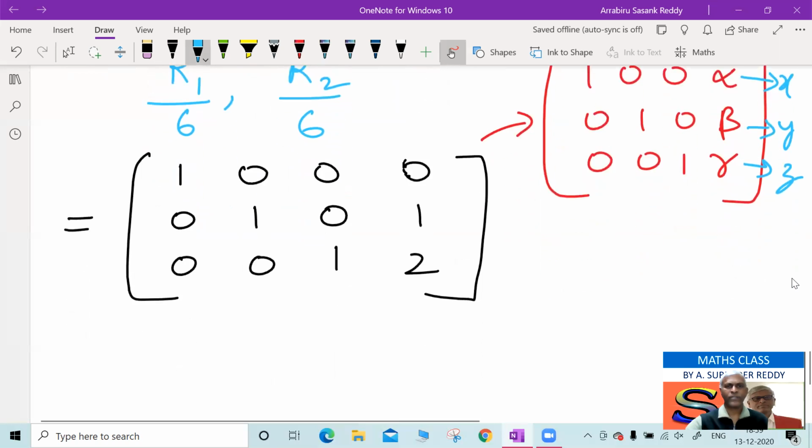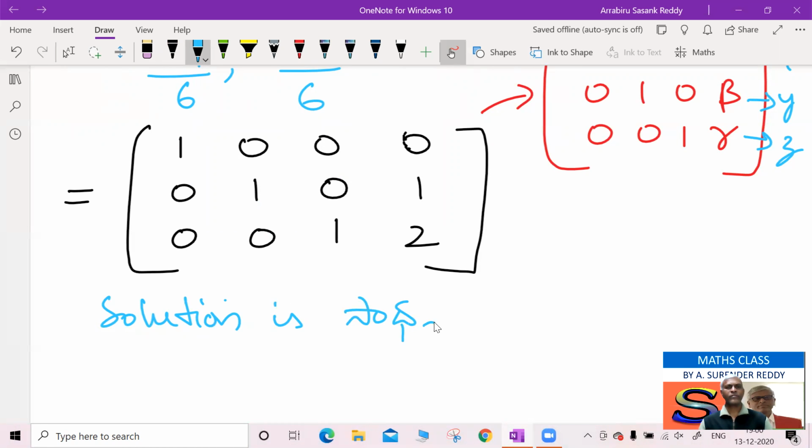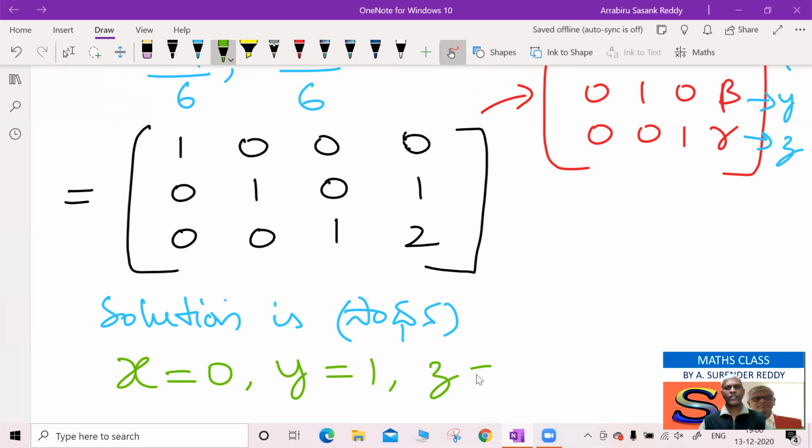So now the solution for this is, so x value 0, y value 1, z value 2. So this is the solution for the given equations. You can check it by substituting 0, 1, 2 in any one of the given equations. It will satisfy all the equations.